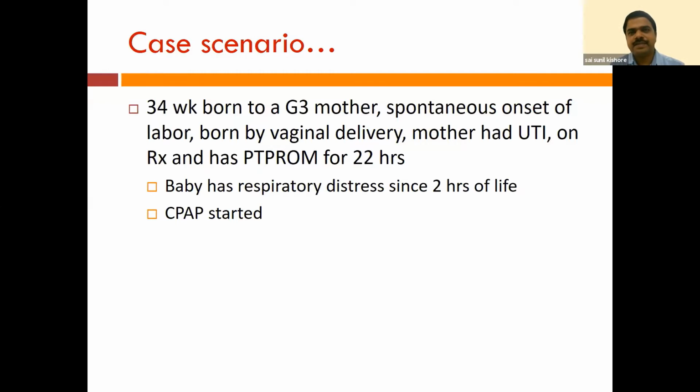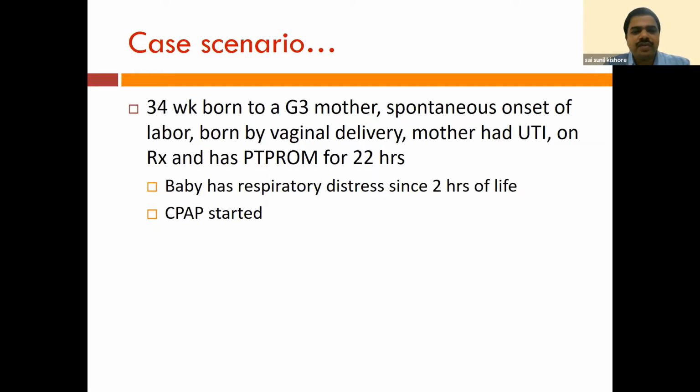So what is early onset sepsis? Any sepsis occurring due to perinatal risk factors, perinatally acquired sepsis, is called early onset sepsis. By definition, it is up to 72 hours. If it occurs within the first 72 hours of life, you call it early onset sepsis. Beyond that, it will be late onset sepsis. And there is even a term, very early onset sepsis, if it occurs within the first 24 hours. Now let's take this particular case scenario and discuss various aspects of early onset sepsis.